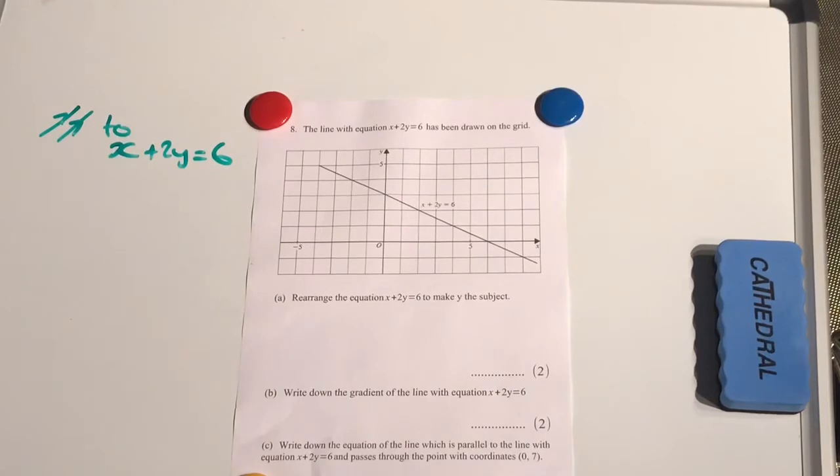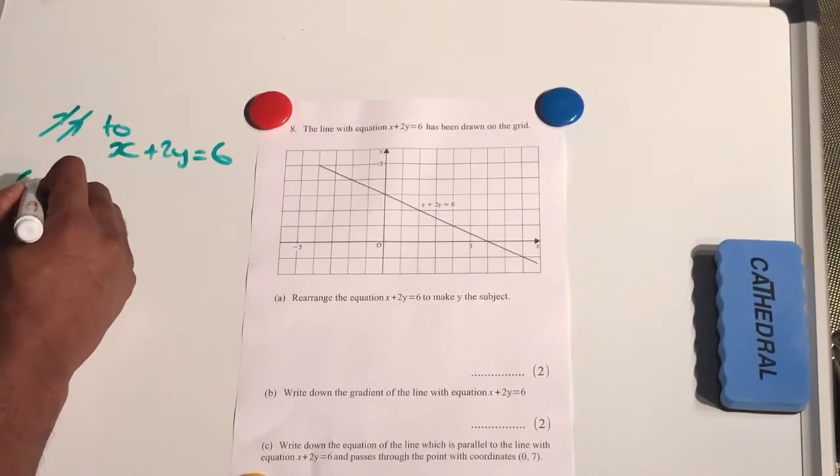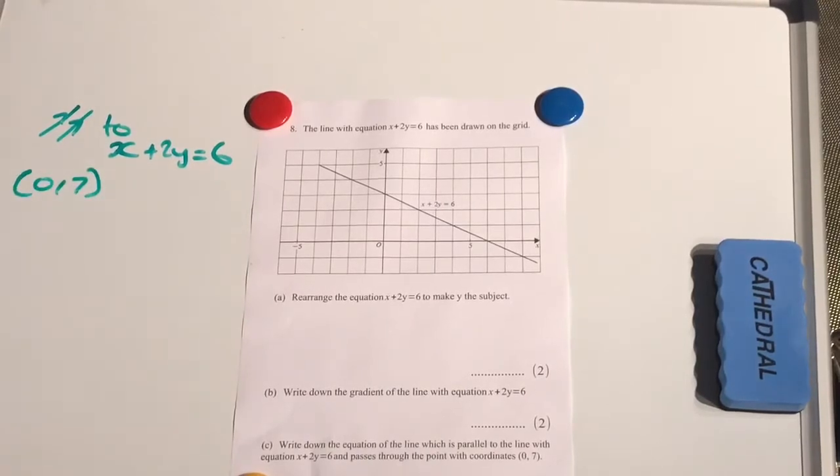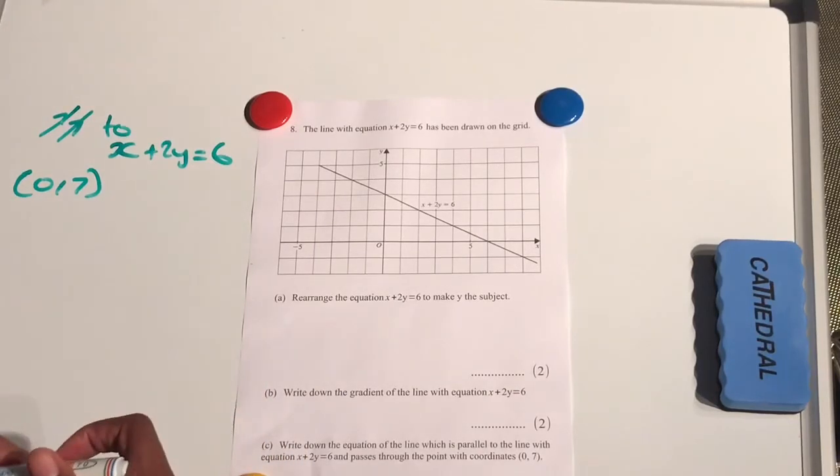It also passes through the point 0, 7. So it passes through the point 0, 7. Okay, so that's the information that I've extracted from here. And I need to think of the equation of a line that fits that.